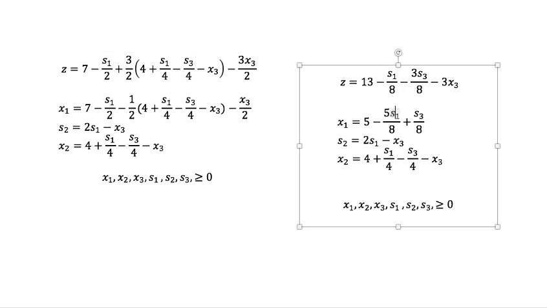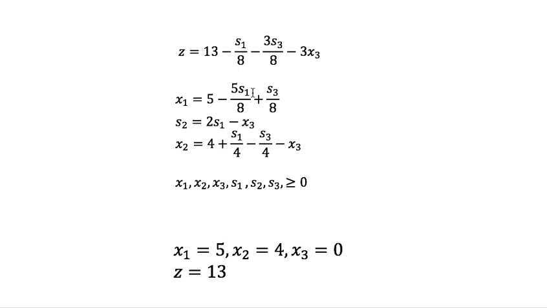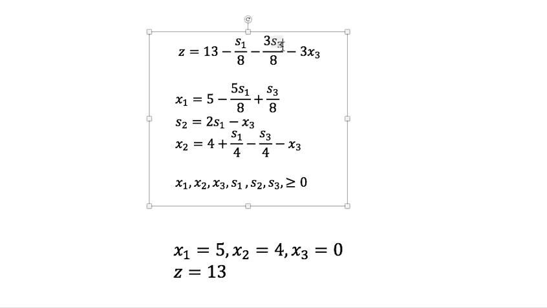And now if we want to perform a third iteration, we'd find that we can't, because all of our non-basic variables in our objective function all have negative coefficients. So increasing any of them is only going to decrease our objective function. What does this mean? It means we're done. We found our optimal solution.